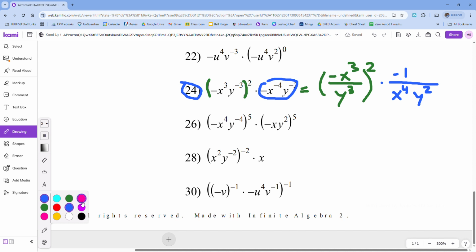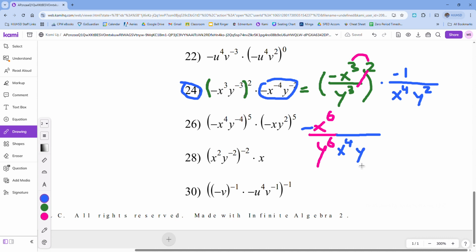Next up, I'm going to simplify this right here. Yes, I'm aware of the clock. I'm going to distribute this 2, and it's going to go to each one because you're squaring it. So now that it's negative x cubed times negative x cubed, that is just x to the 6th over y to the 6th. And this is -1, right? So we have negative, and then we also have here x to the 4th y squared. And that, my friends, will simply become negative x squared over y to the 8th.